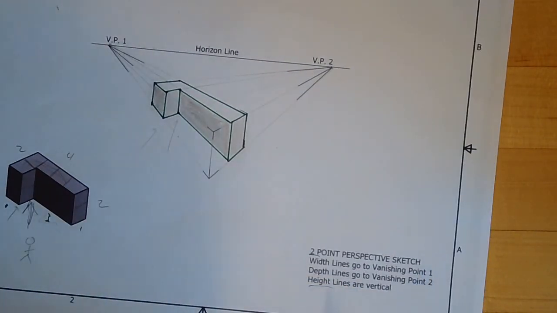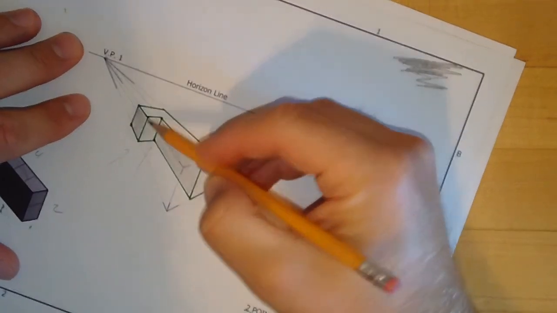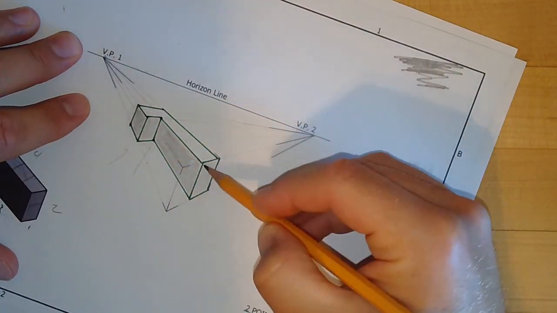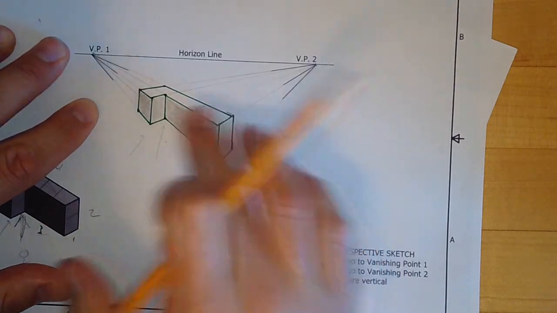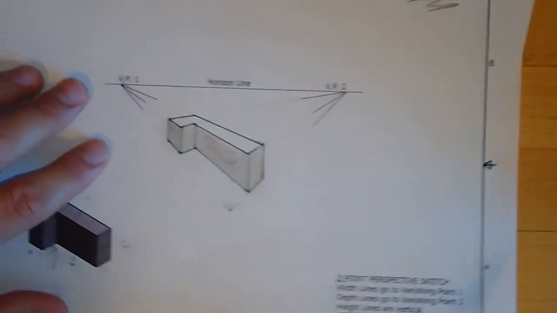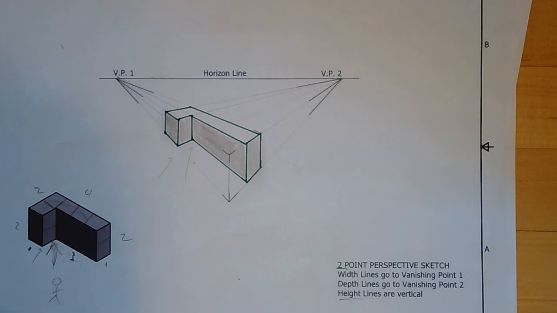Oh man, that looks good. I might do a little bit darker just so it shows up on the camera for you guys at home. I'd say that's A+ work there. There's your 2-point perspective. All right.